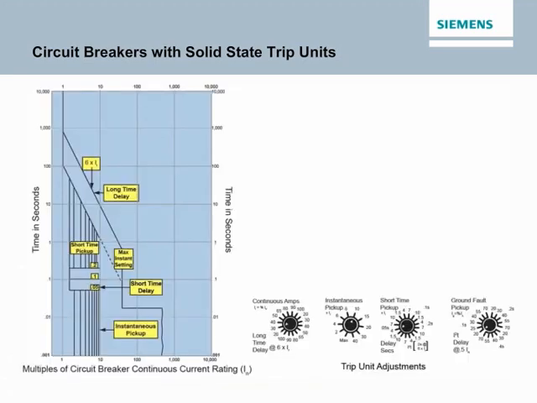One of the key features of the solid-state trip unit circuit breakers is the ability to make selective adjustments to the circuit breaker's time current curve. The time current curve shown here is for a circuit breaker in the SJD6-SPD6 family. Solid-state trip units can have adjustments for long time pickup, long time delay, short time pickup, short delay, instantaneous pickup, ground fault pickup, and ground fault delay. The adjustments available depend upon the specific model.